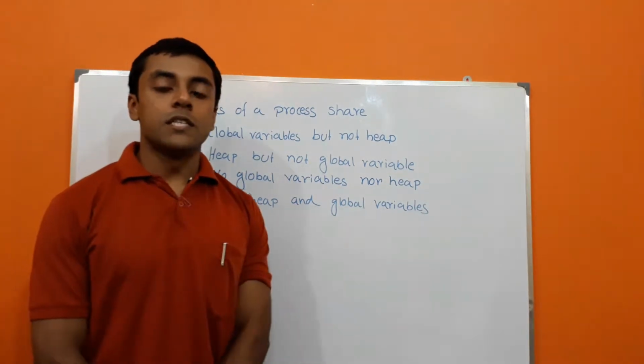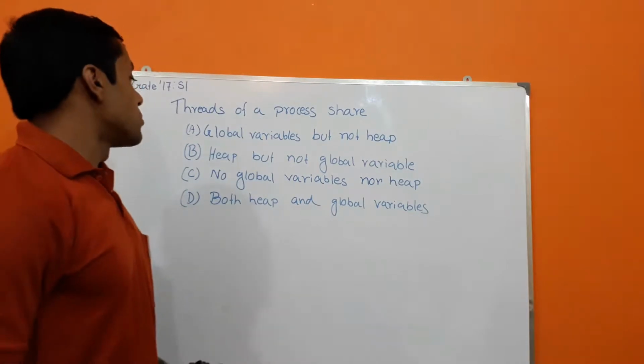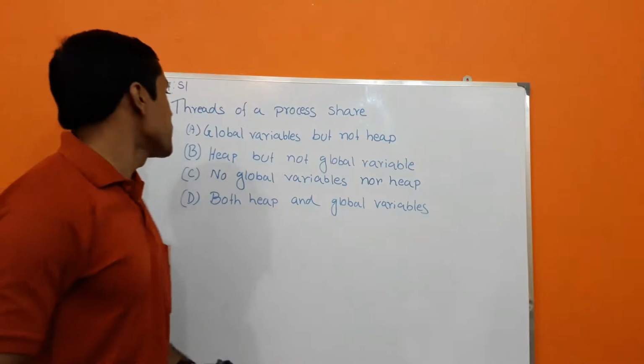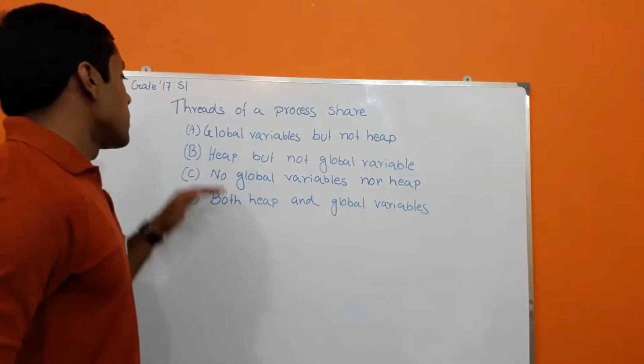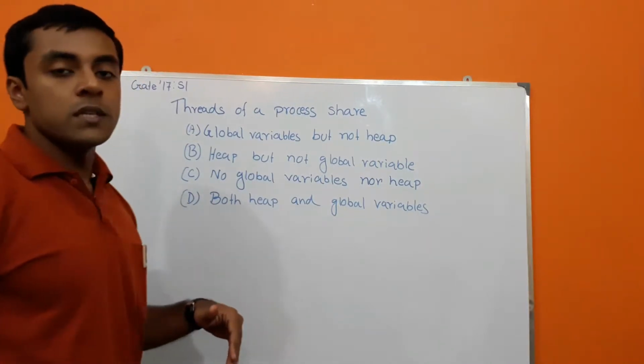This question is from GATE 2017. This is about threads, from operating system. So the question is, the threads of a process share... There are 4 options, so we have to determine which one is correct.